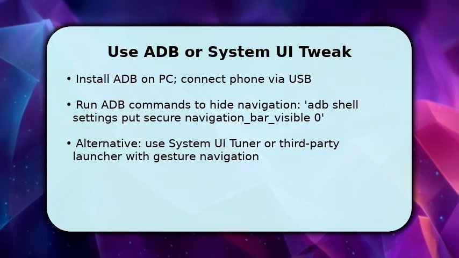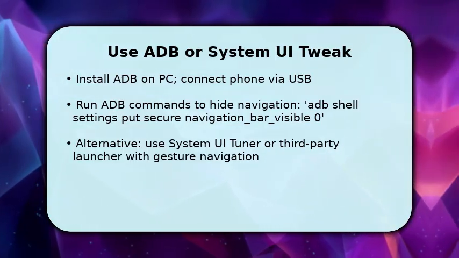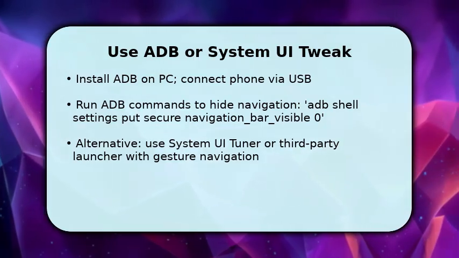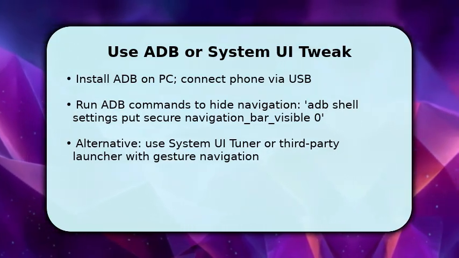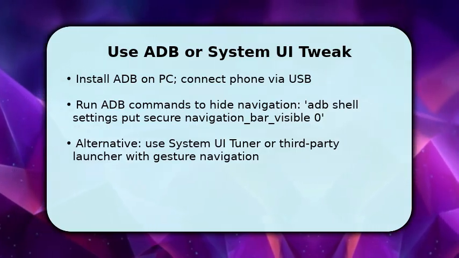If using ADB, install platform tools on your PC, connect the phone, authorize the prompt, and run the command that sets navigation bar visible to 0. This hides the bar at the system level. Alternatively, switch to gesture navigation in Settings or install a trusted launcher that can replace the system UI.